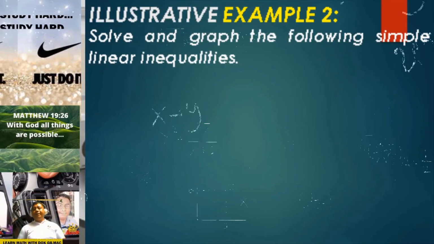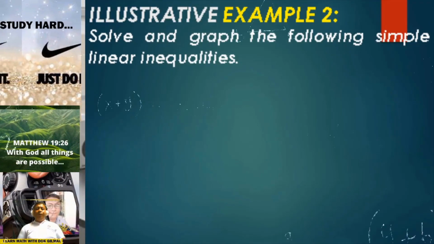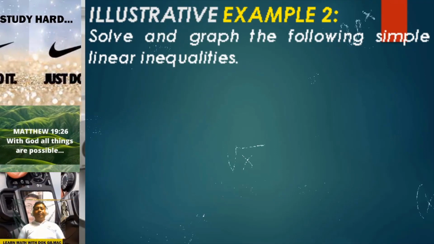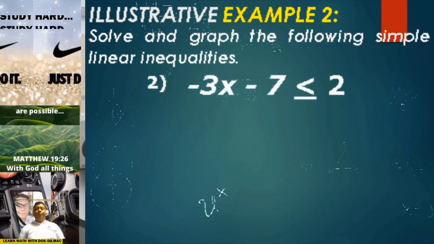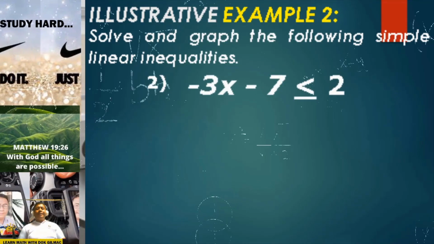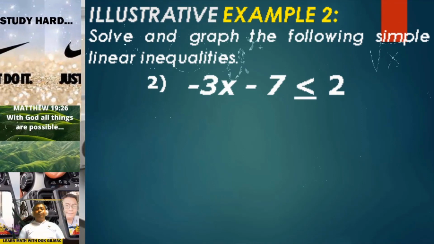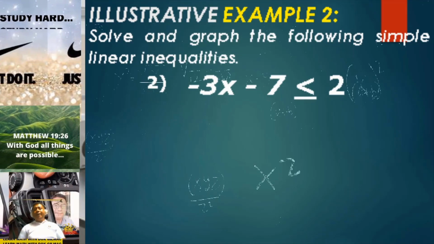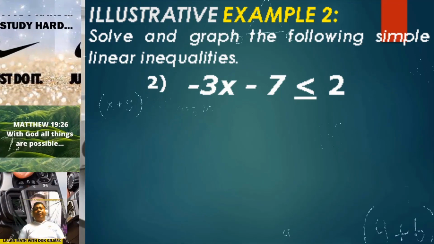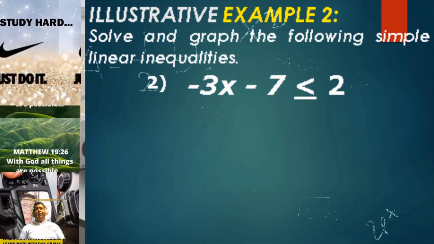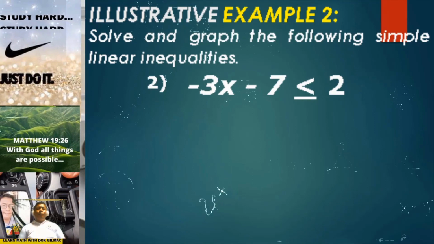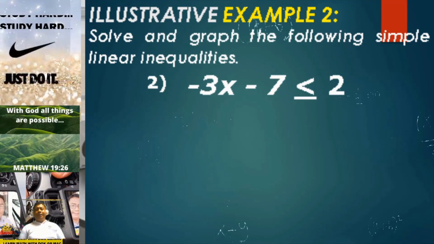Consider illustrative example number 2. Solve and graph the following simple linear inequalities. Number 2. Negative 3x minus 7 is less than or equal to 2. In this given inequality, class, we can simply apply addition property of inequality. We can simply add 7 to both sides of the inequality.